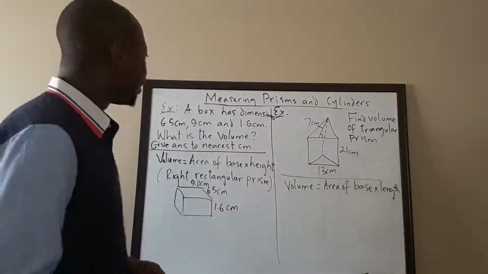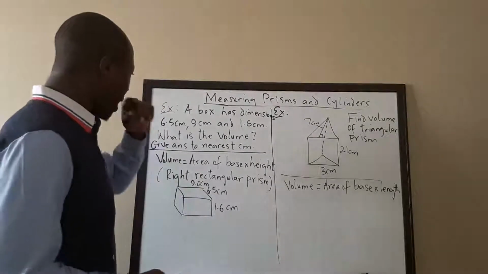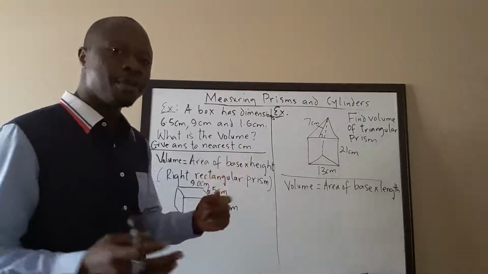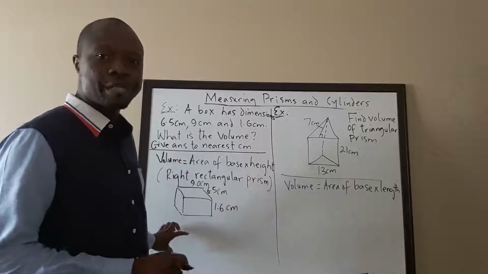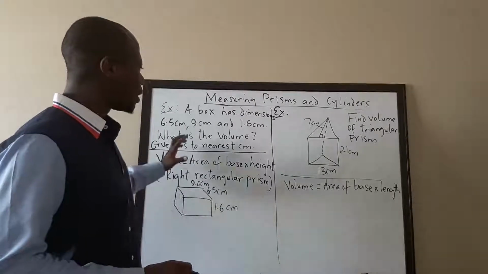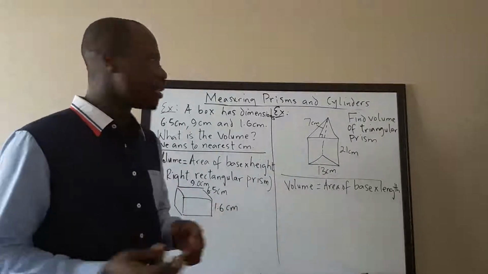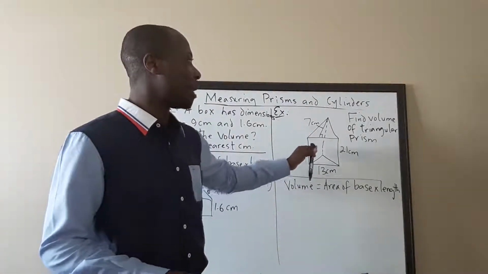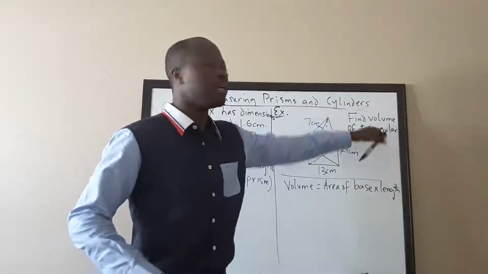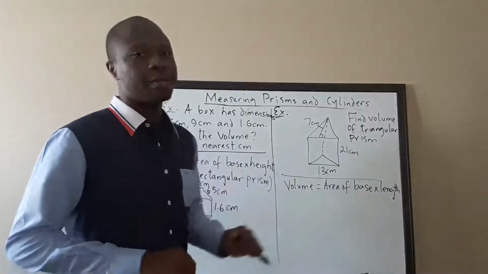Alright. So right now we're moving on to the volume. Over here we are dealing with a right rectangular prism, and we have a question asking us to figure out the volume. And over here we have a triangular prism, and we have this question asking us to figure out the volume of this triangular prism.